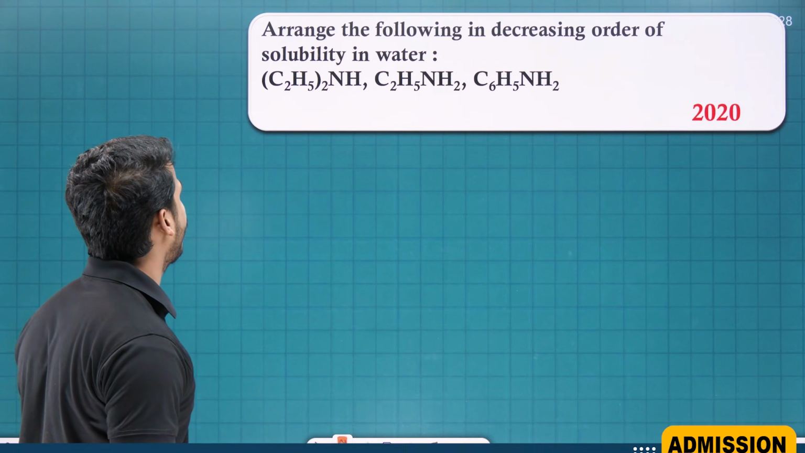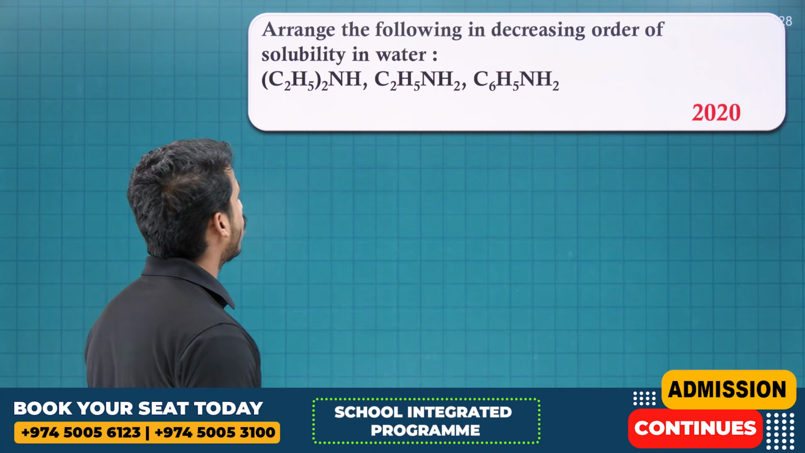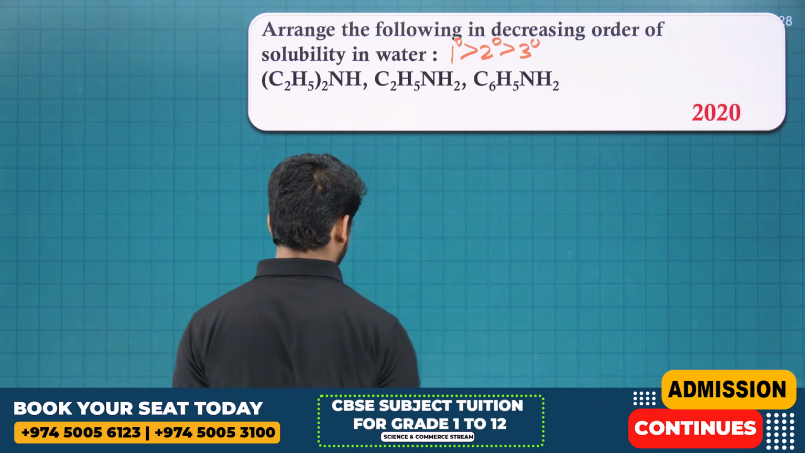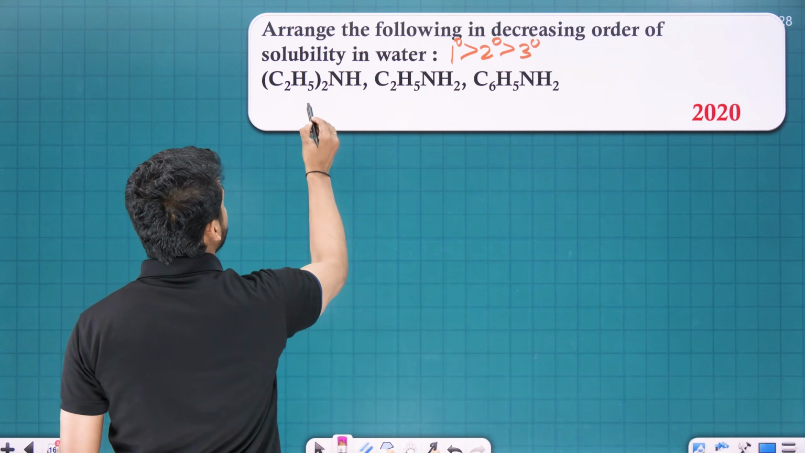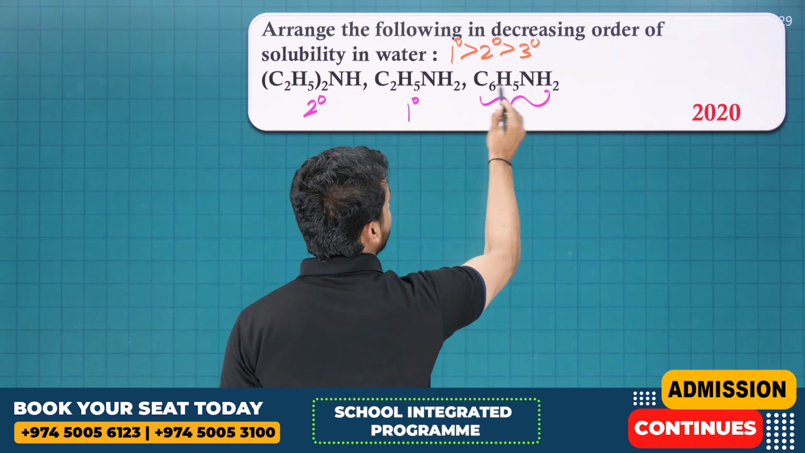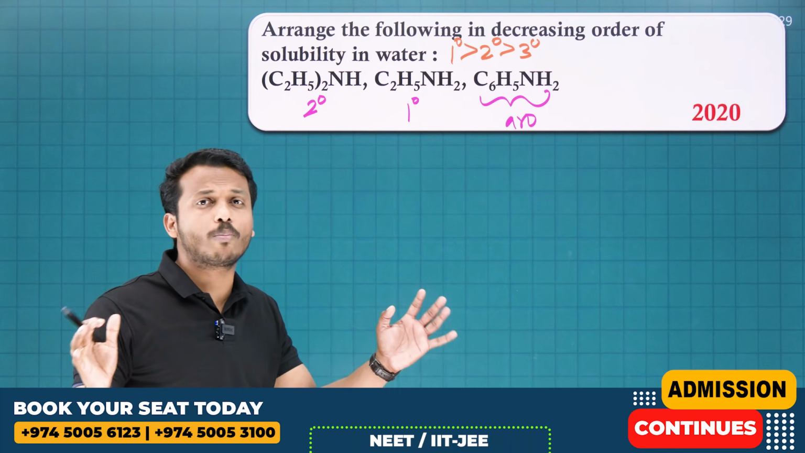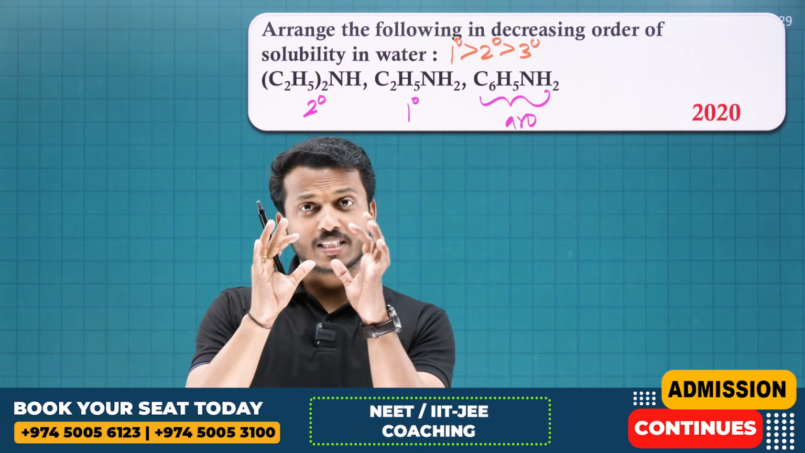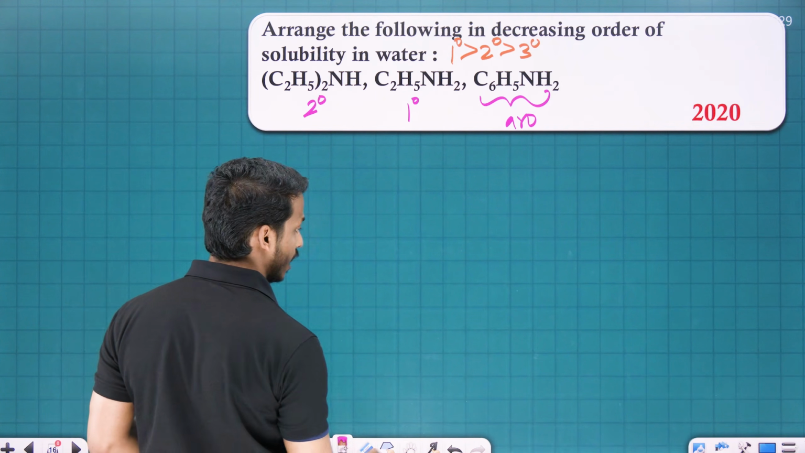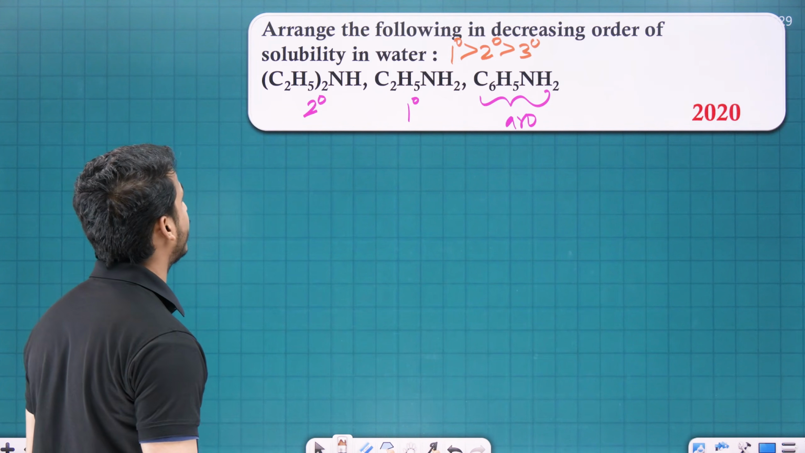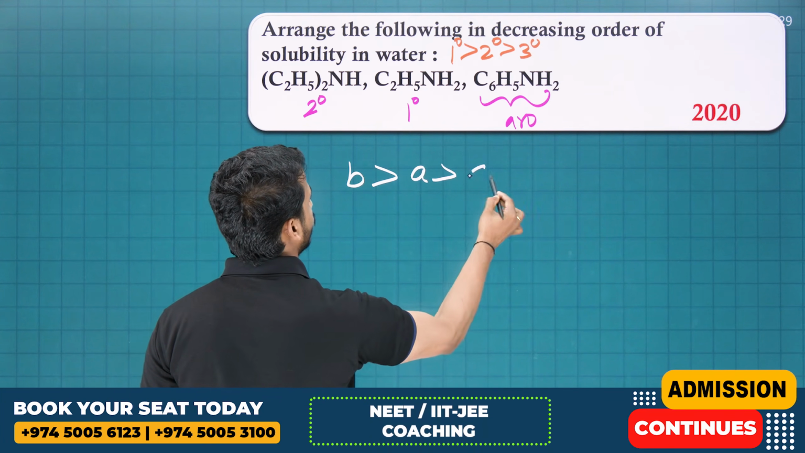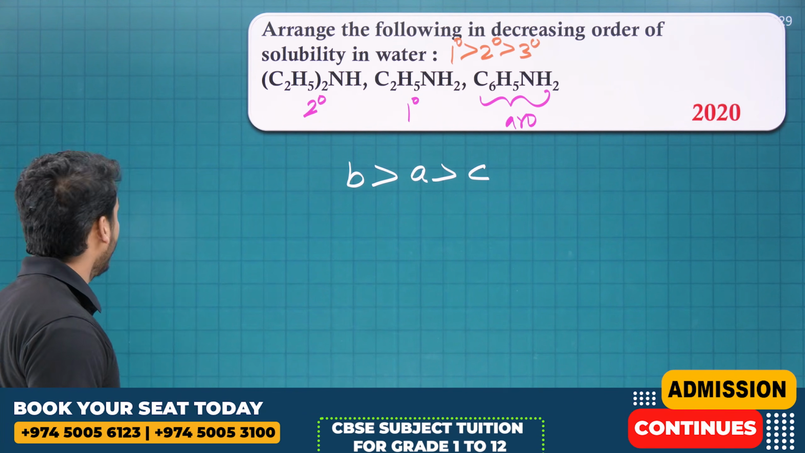Next one. Arrange the following in decreasing order of their solubility in water. Solubility order is also the same: primary greater than secondary greater than tertiary, in aliphatic amines. What is this? Secondary aliphatic. What is this? Primary aliphatic. What is this? This is aniline, which is aromatic. They all contain a benzene ring. Benzene is hydrophobic, water hating, so that is least soluble. In decreasing order, B is the highest one, then A, least one is C. Next one.